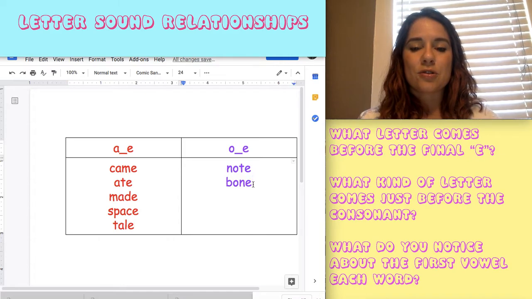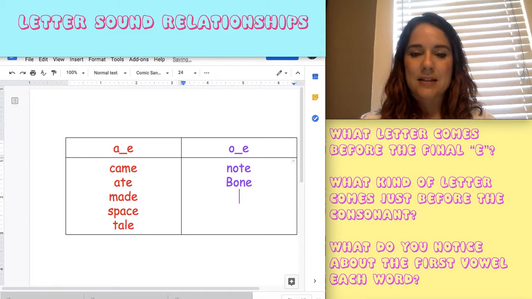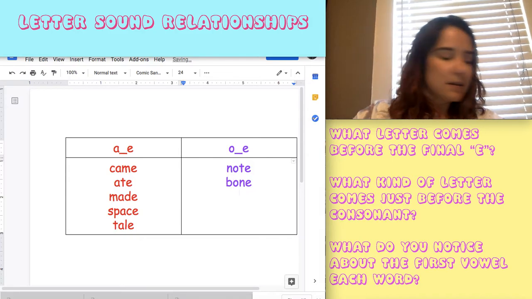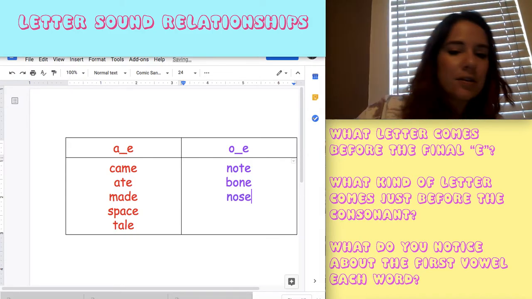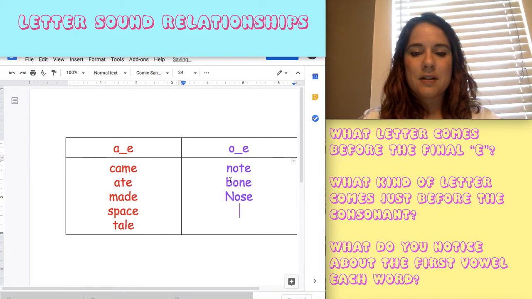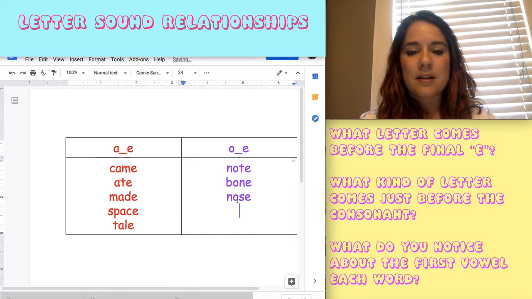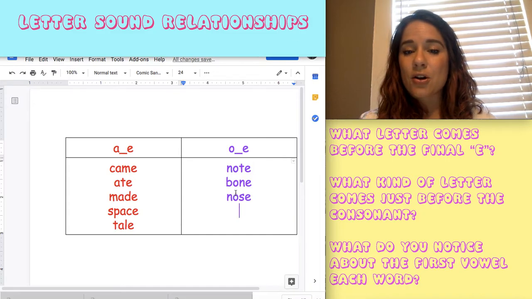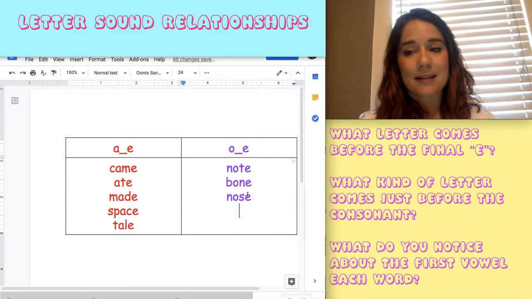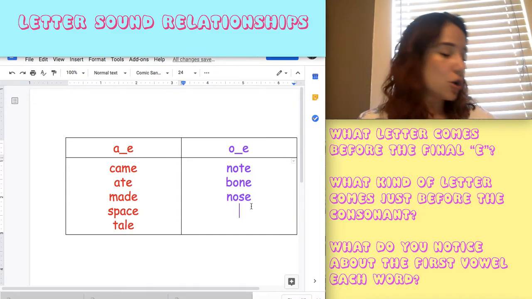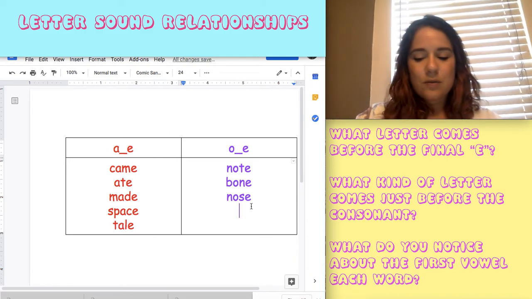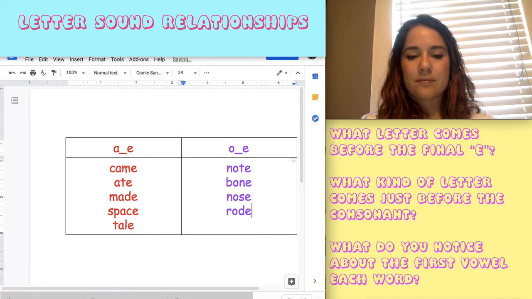Let's add some words that have the O as the first vowel and the E as the last vowel. Okay, how about the word nose? Notice the word nose. We're saying the long vowel O sound, and we have the silent E. We do not hear the E. It's nose.